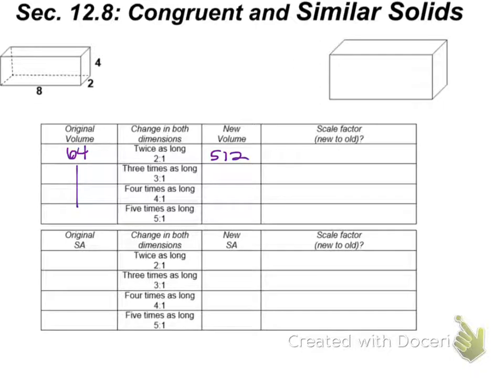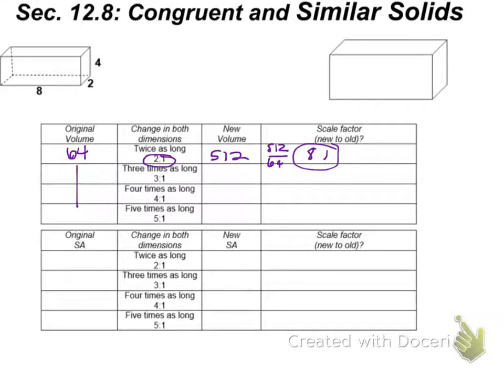Okay, and if I were to do the new volume of 512 over the old volume of 64, then that new scale factor would be 8 to 1. You can either write that with the colon, or you can write that as a fraction. You'll see me write it both ways. Okay, but notice our original dimensions were 2 to 1 scale factor. Our new scale factor for the volume is 8 to 1.